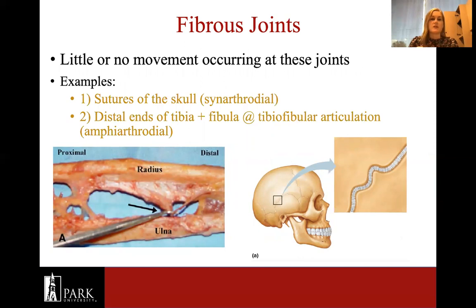Continuing on, again, there's little or no movement occurring at these joints. Like I said, those are the sutures, or even the distal end of your tibia and fibula, which is the lower part of your leg below the knee. There's fibrous tissue that connects those bones together, and that keeps those bones from sliding around. It keeps them working together in tandem.